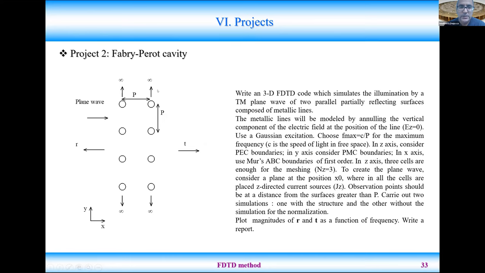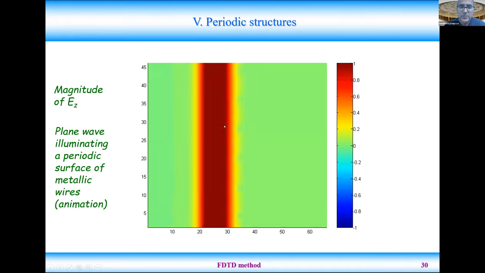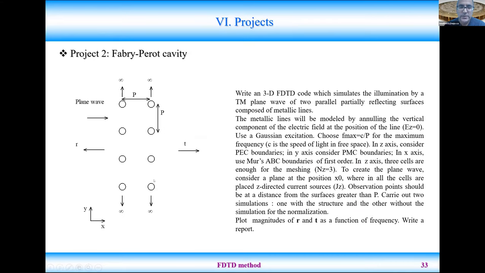The second project is actually a continuation of this one, but instead of using only one layer of metallic wire, we're going to use two layers of metallic wires. You're going to analyze the transmission and reflection coefficients, and you can compare the results with papers in the literature. Because this is a Fabry-Perot cavity, we'll have multiple reflections here. At the resonance, the transmitted waves will all be in phase, and so you have maximum transmission. If you have no loss, no absorption in the metallic wire, at the resonance all the field is transmitted and there is no reflection.